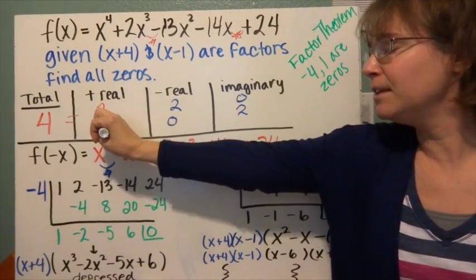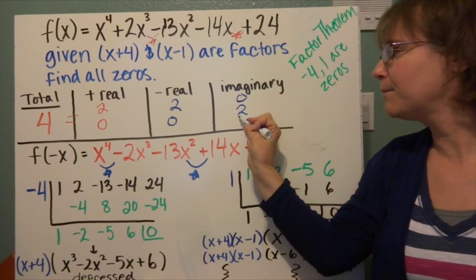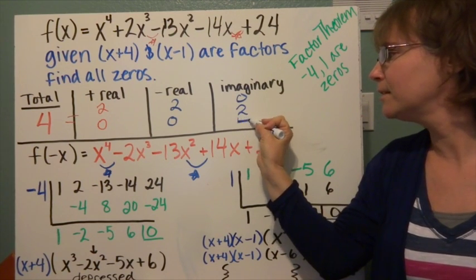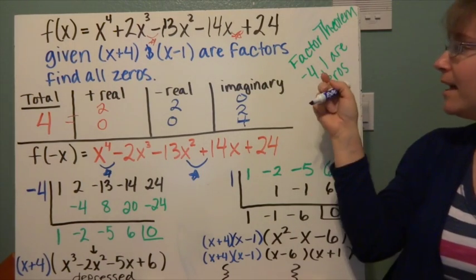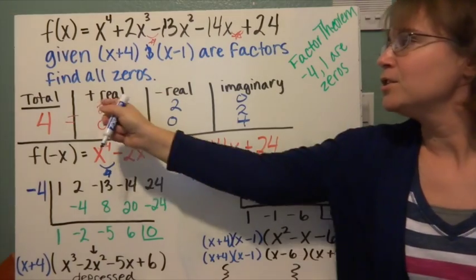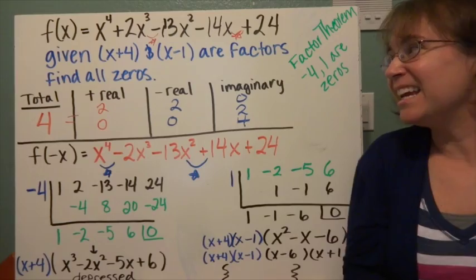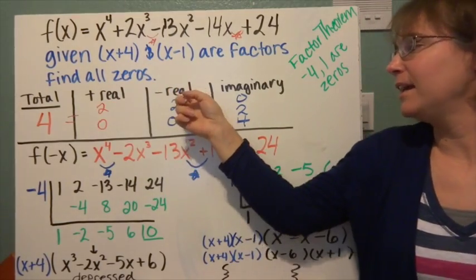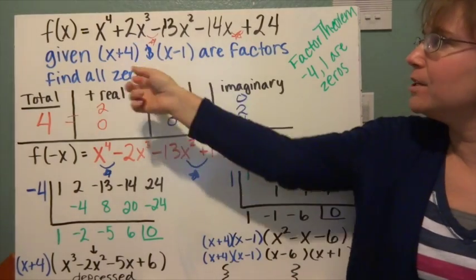I also could have 0 positive real roots and 0 negative real roots, and that would give me a total of 4 imaginary roots. Now I know I don't have 4 imaginary roots because I know negative 4 and 1 are zeros. So I know I at least have 1 here and 1 here, so I'm guessing that I'm going to have another positive and another negative.